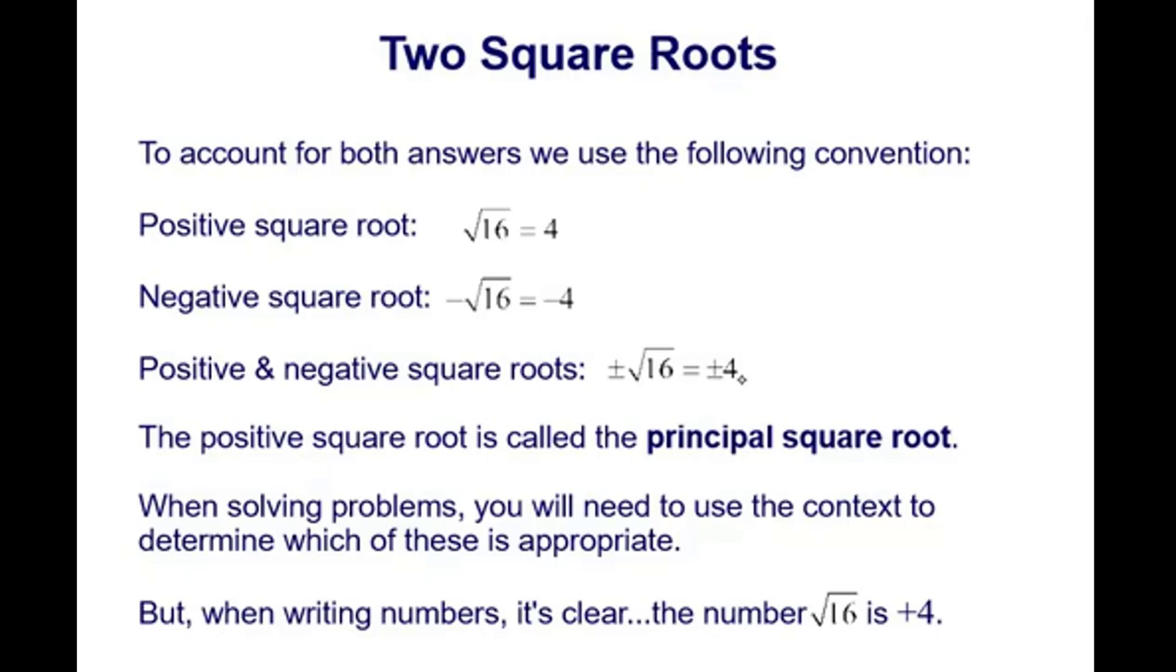Now the positive square root is special. This is called the principal square root. So if you just see the square root symbol, that's the positive or the principal square root. So the square root of 16 equals 4. 4 is the principal square root. When solving problems, you will need to use the context to determine which is appropriate. But when writing numbers, it's clear the square root of 16 is a positive 4 because, again, there's no sign on the outside, so we assume it's the principal root.